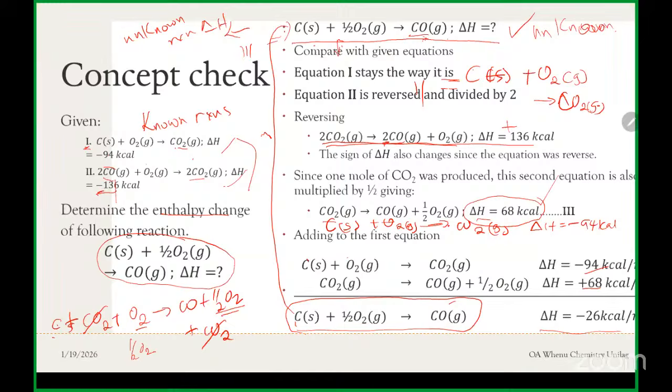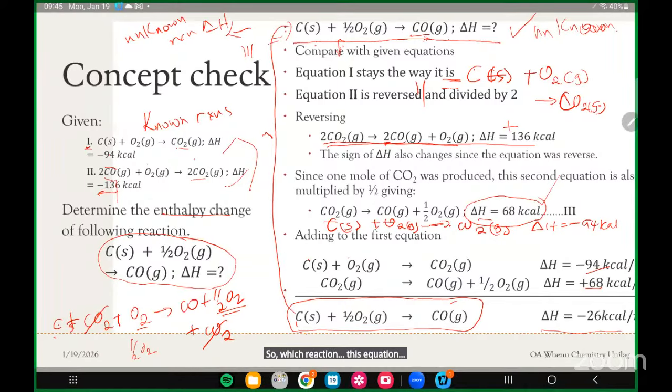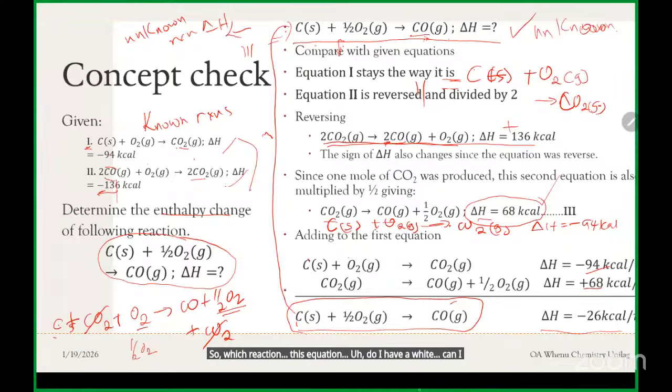Please, let's follow along. We don't have enough time. So which reaction, this equation, do I have a white? Can I use the whiteboard?